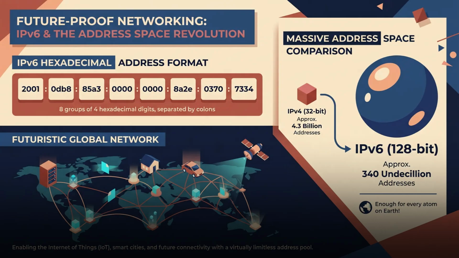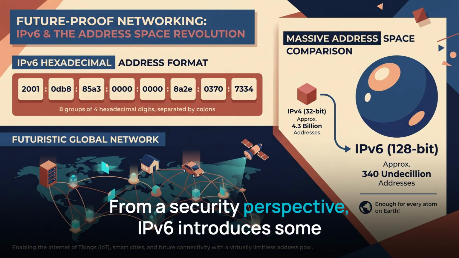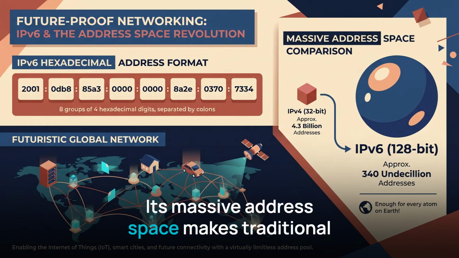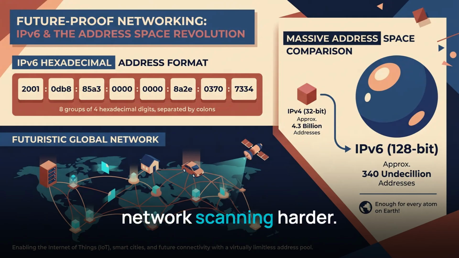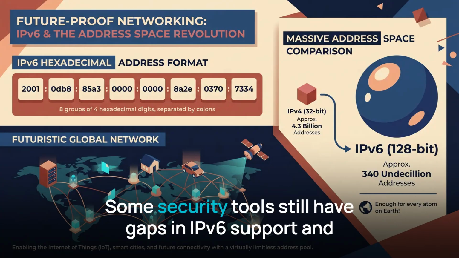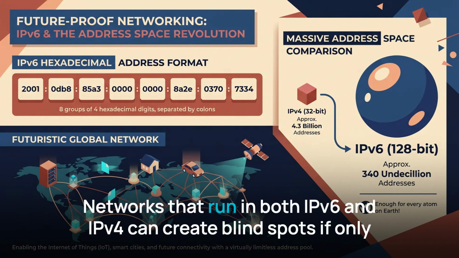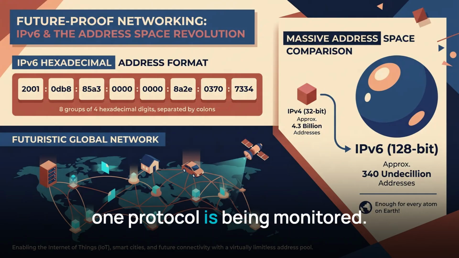For now, from a security perspective, IPv6 introduces some specific considerations. Its massive address space makes traditional network scanning harder. Some security tools still have gaps in IPv6 support. And dual stack environments, networks that run both IPv6 and IPv4, can create blind spots if only one protocol is being monitored.